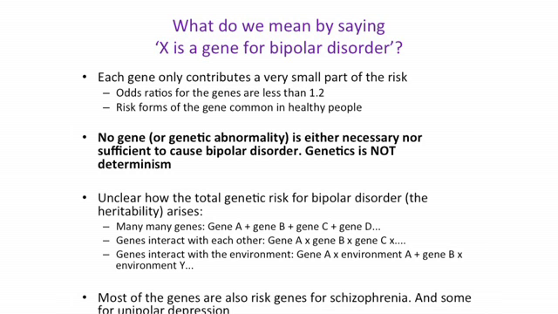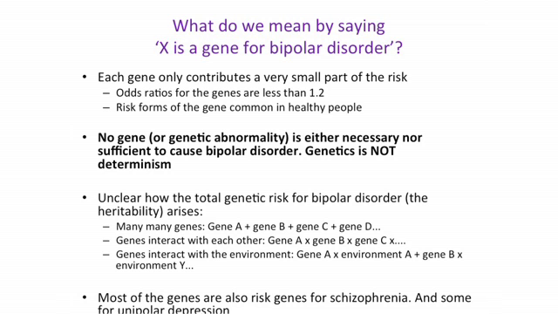And so perhaps the most important point of the whole talk is this one: no gene or genetic abnormality is either necessary or sufficient to cause bipolar disorder. Genetics is not determinism. That's very reassuring in many ways, that we are not just the slaves to our genes, but it does also make things more difficult. Then you start asking how we can use genetic information to predict illness or treatment response when it's not deterministic. It's just going to affect your probabilities of things happening.